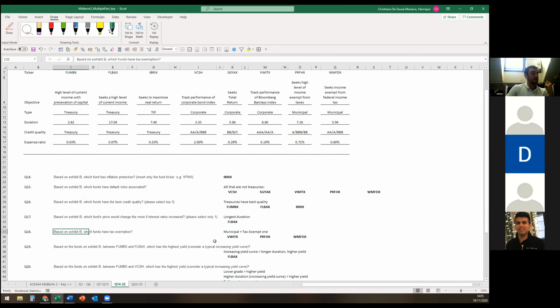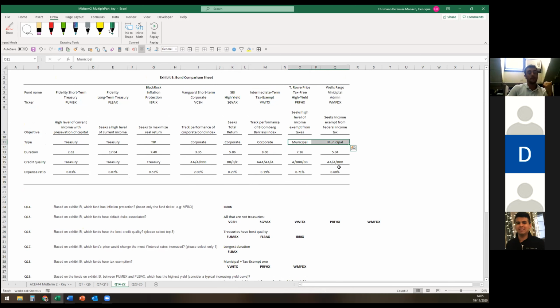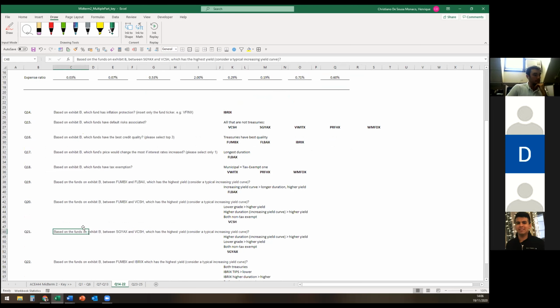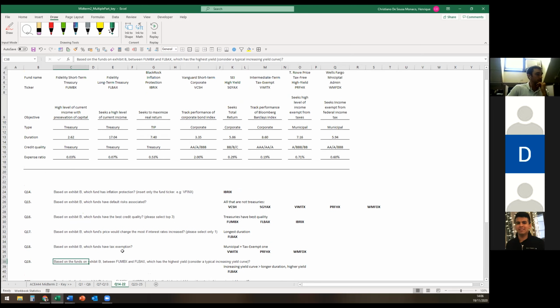Which funds have tax exemption? We know that municipal bonds have tax exemption, but then this one over here says it in the name as well. So those three would have tax exemption. Now moving forward, between those two here, which has the highest yield?